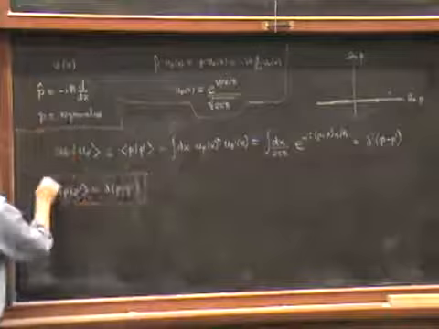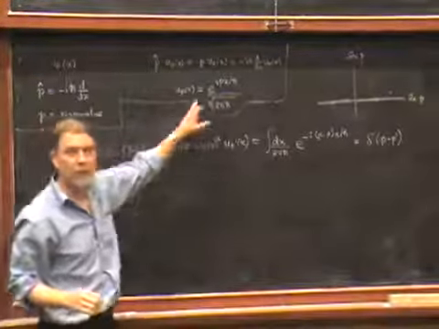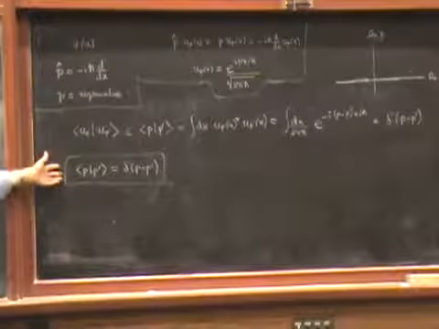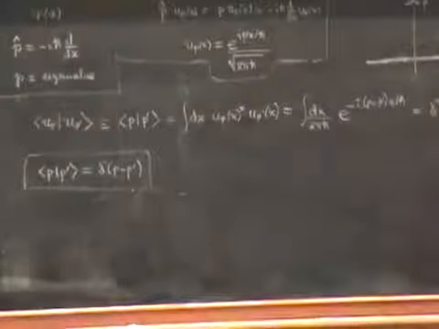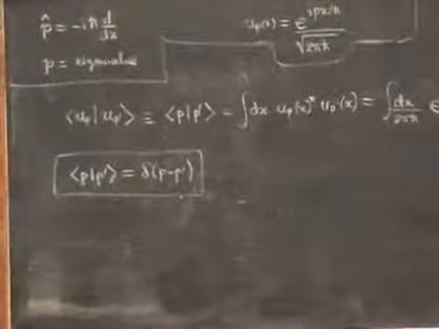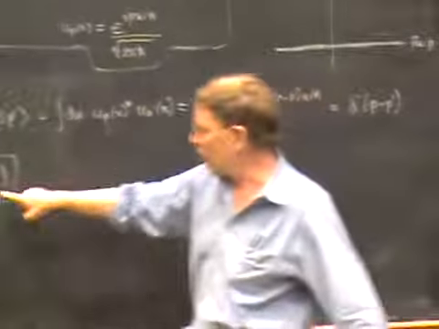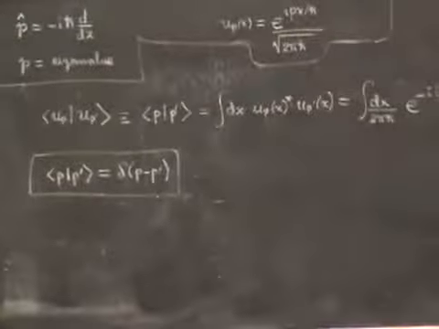The square root of 2 pi h bar is a normalization. That's why I did this, to make this delta function come out. So what we see is that these eigenfunctions of the continuous spectrum, that's what we're getting here, are normalized in the delta function sense instead of a Kronecker delta sense.